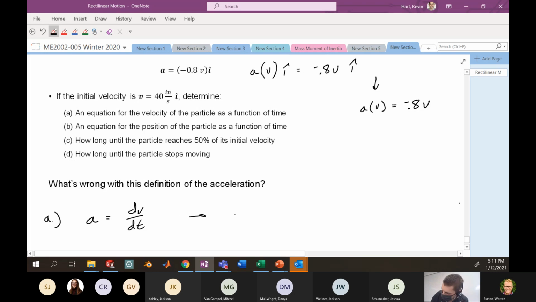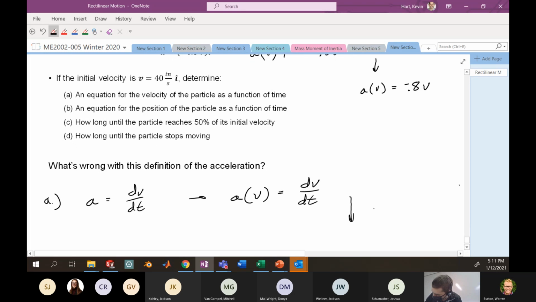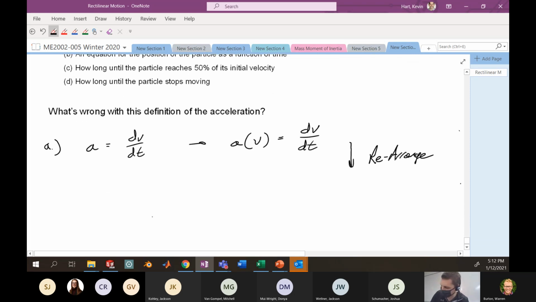But in this particular example, we have acceleration as a function of velocity, and a is dv/dt. If we want to do our integrals properly, we have to get all the like terms on one side and all the other terms on the other side. So we want to get all our velocity terms on the right-hand side and all our time terms on the left-hand side. So rearrange, and you're going to have something like dt, which has all the time terms on the left-hand side, is dv over acceleration of the velocity.